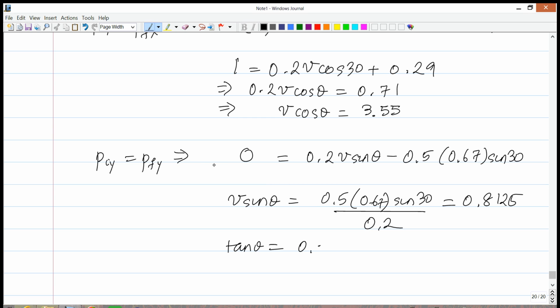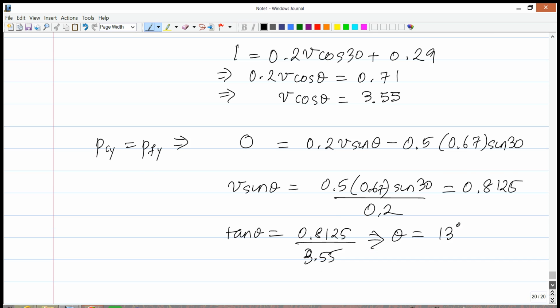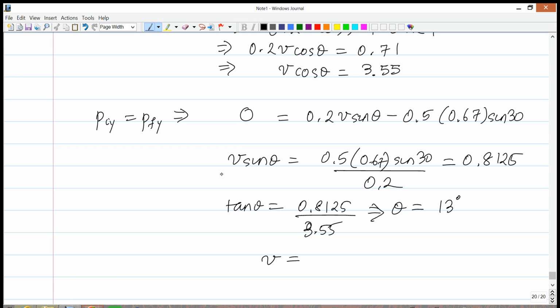Now once again we have our two equations, and we can divide them and get tangent of theta is equal to 0.8125 divided by 3.55, and this gives us theta. If you calculate, this is about 13 degrees, and once you know this, you can find v is equal to 3.55 divided by cosine of about 13 degrees, which is 3.64 meters per second. Okay, so that's it for this problem.